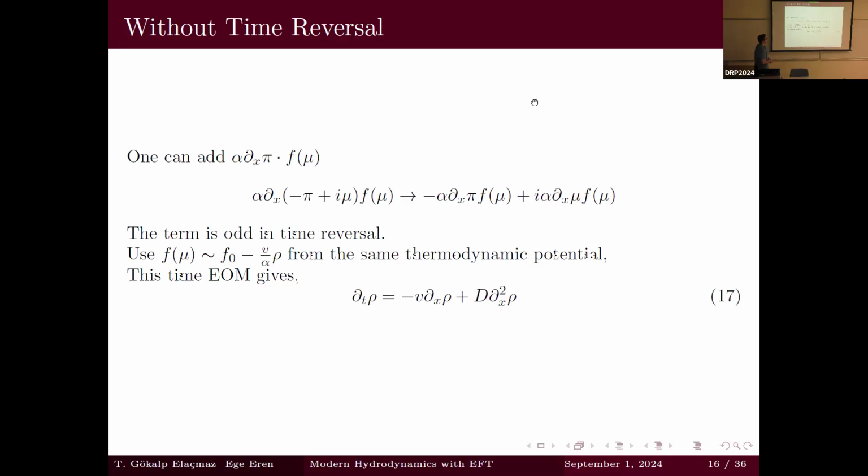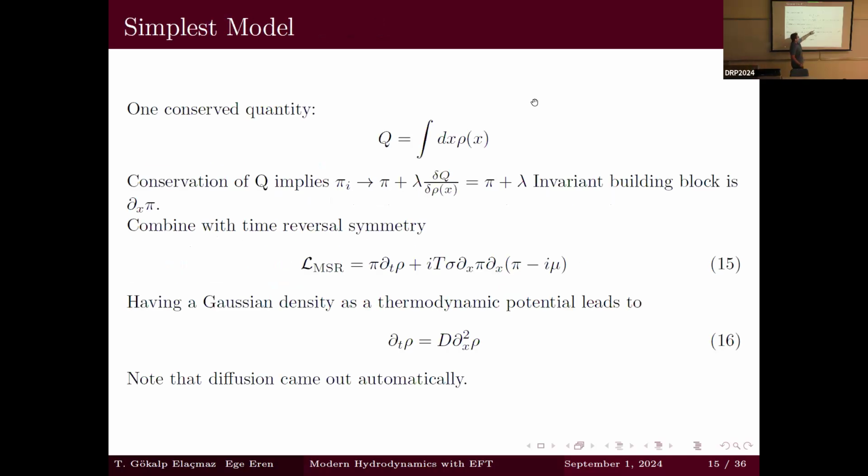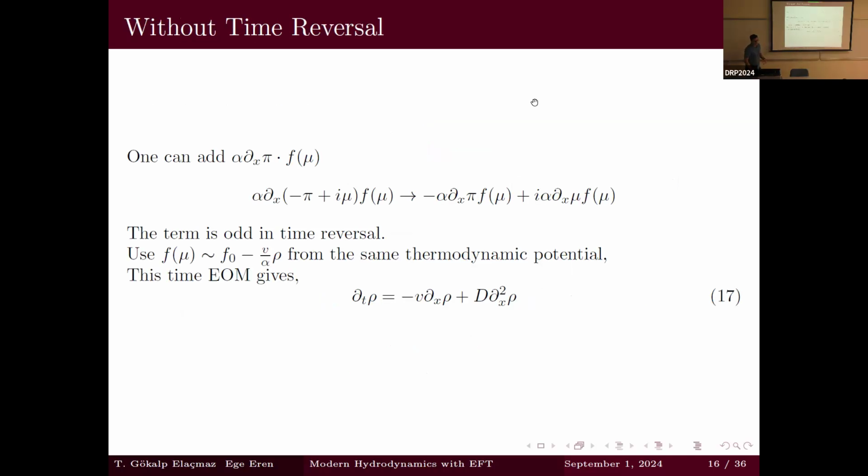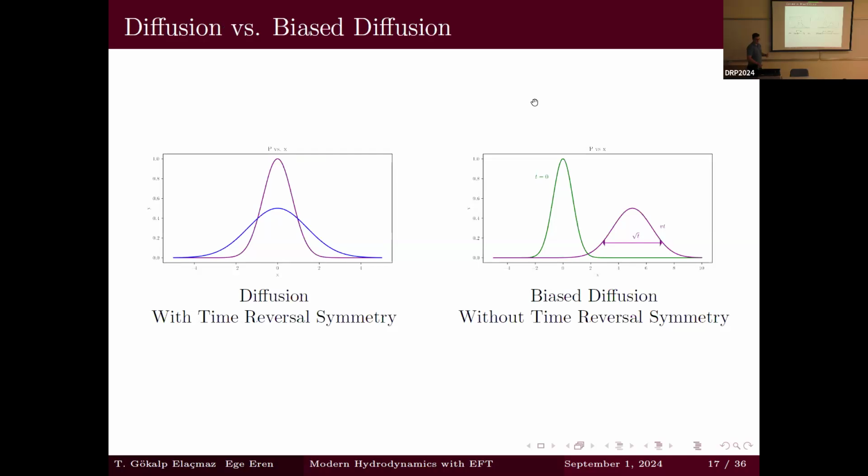Now, without time reversal, you can have other terms. You can just have the partial derivative of x of pi without using another factor. Remember here, we have 2 partial x's because we need to have the time reversal symmetry. This is odd in time reversal symmetry, but when we introduce another, it conserves T symmetry. And when we do this, we get another equation of motion from the same thermodynamic potential, and it turns out to be a biased diffusion.